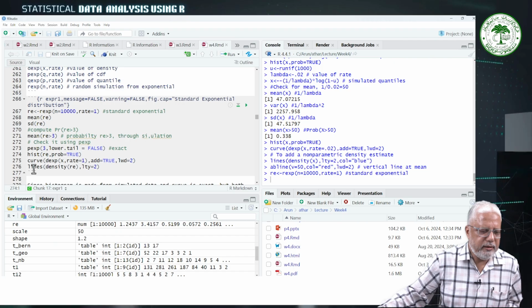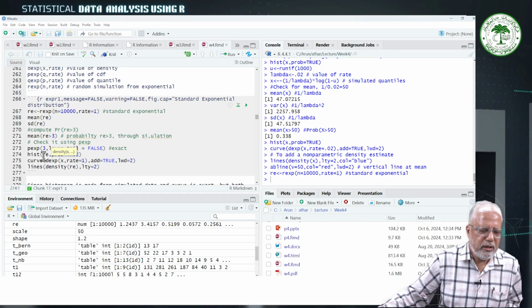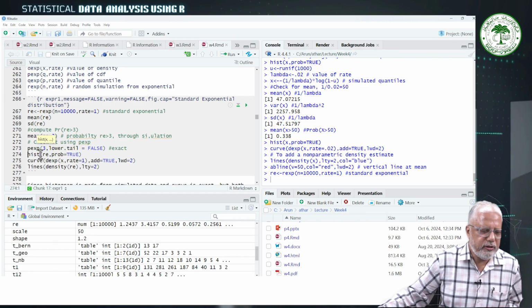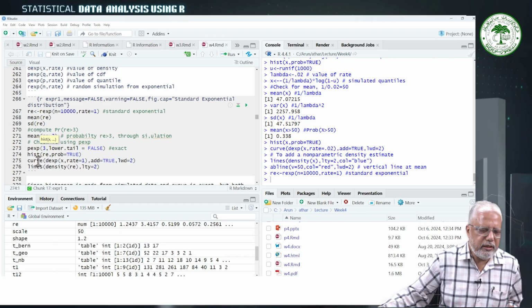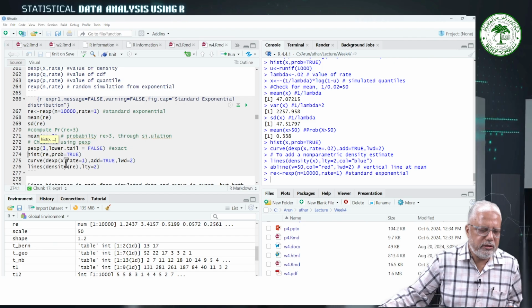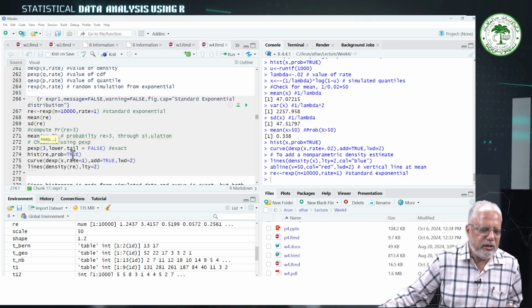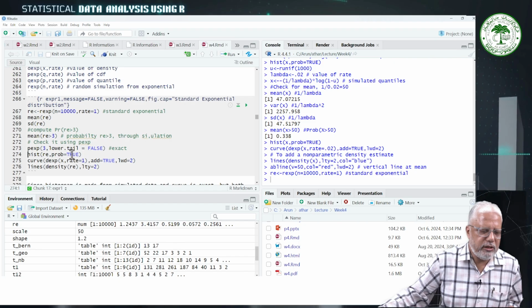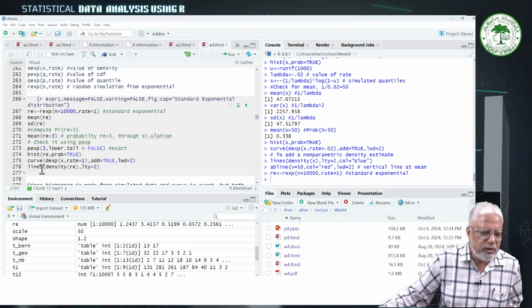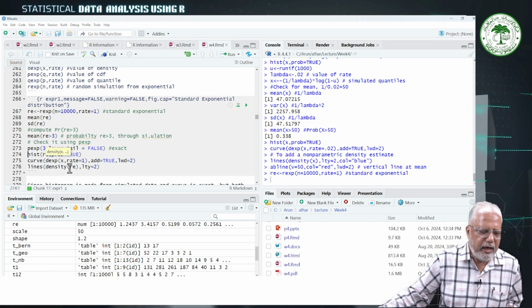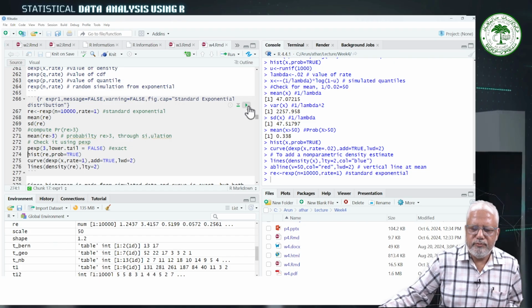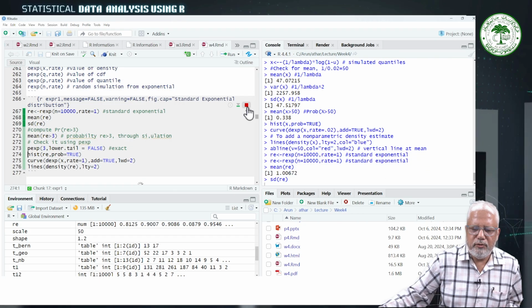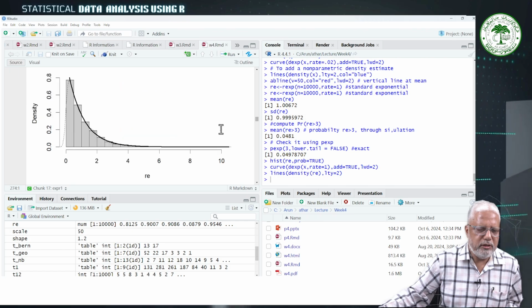And we can add a non-parametric density curve with lines, because here the high level graphic function is hist, because it makes a histogram. Then we are adding a curve. So, add is equal to true makes this a low level graphic function. That means it will add on the existing plot. Then lines is also a low level graphic function. It will add the density curve estimated by non-parametric method into the same plot, and we will run and we will get the result.